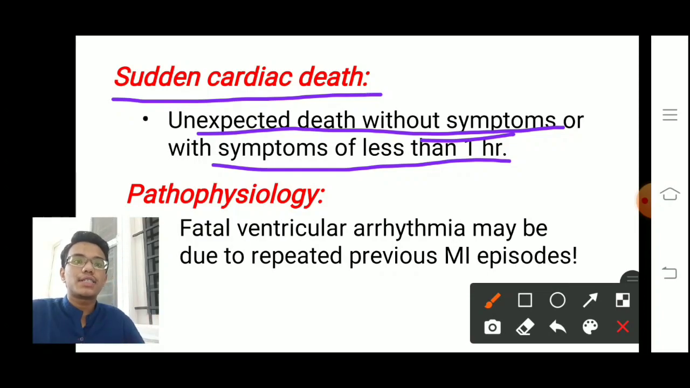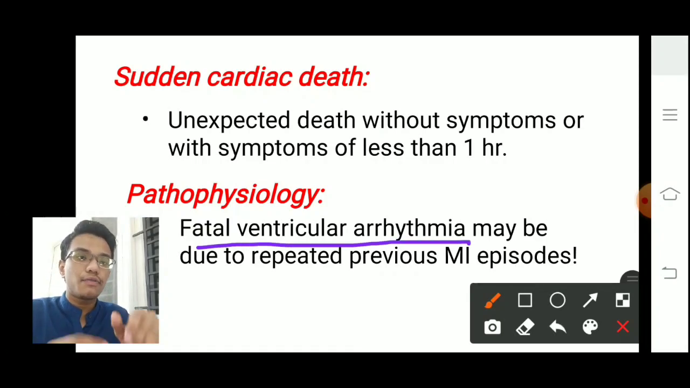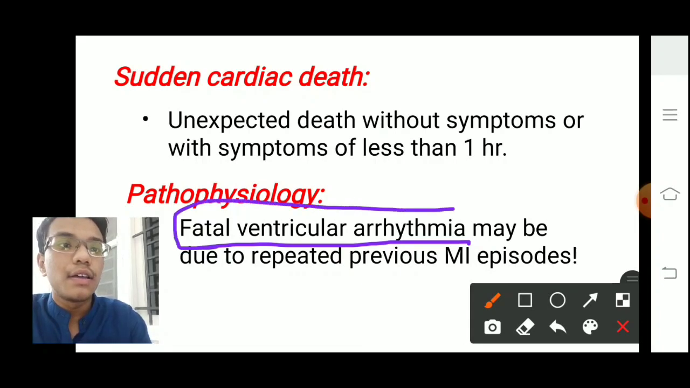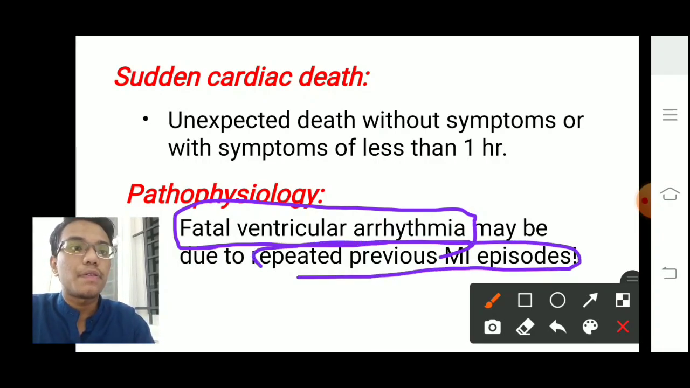Okay, and what is the pathophysiology behind this? It is not clearly understood what the real reason is, but in Robbins and most journals they say it is due to fatal ventricular arrhythmia. If it is a case of ventricular arrhythmia, then we can treat it by giving defibrillation. It is a shockable rhythm, so we can give defibrillation using an automated external defibrillator and treat the condition. But if the patient has a fatal ventricular arrhythmia which cannot be treated effectively, that may cause the patient to land up in sudden cardiac death. Okay, and this fatal ventricular arrhythmia occurs due to repeated previous MI episodes. See, here also the reason is repeated previous MI episodes.